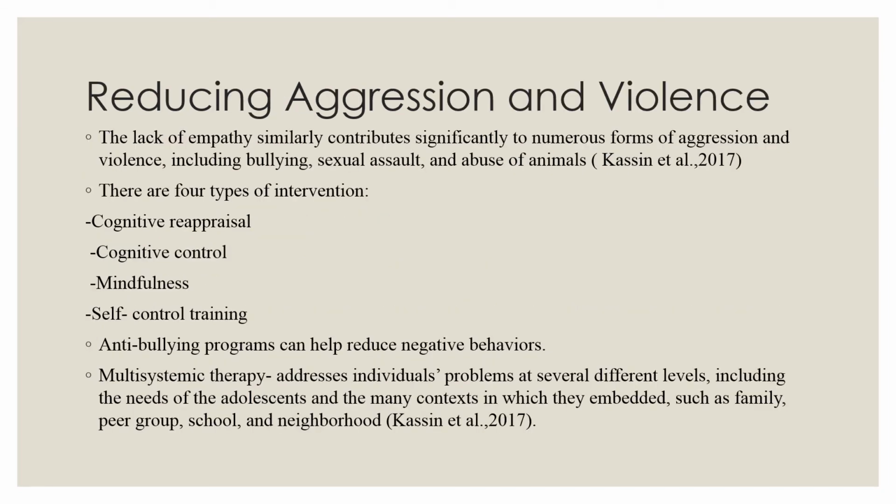The reduction of aggression and violence is needed because of the lack of empathy, which also shows enormous forms of aggression and violence, which can be bullying, sexual assault, and abuse of animals. There are 4 types of interventions that can help reduce the aggression and violence, which are cognitive reappraisals, cognitive controls, mindfulness, and self-control trainings. This also shows that even anti-bullying programs can help reduce negative behaviors.